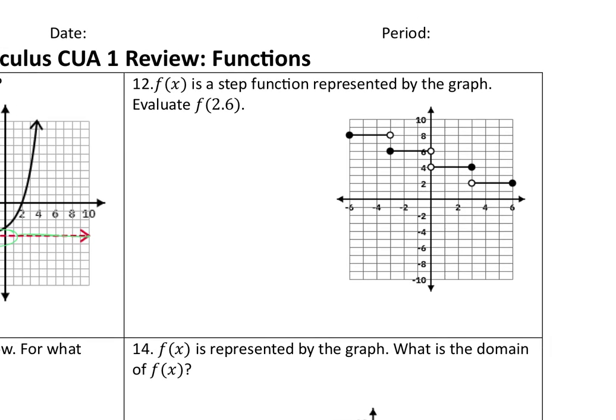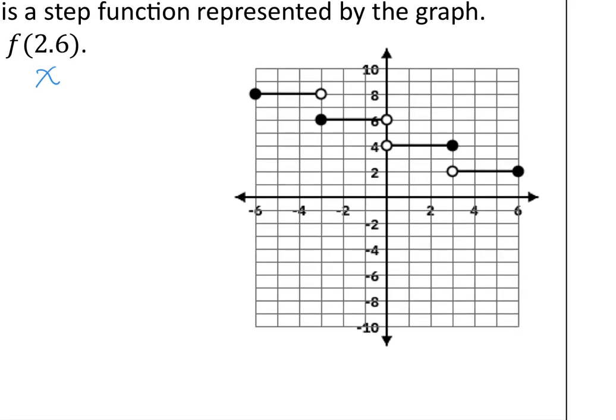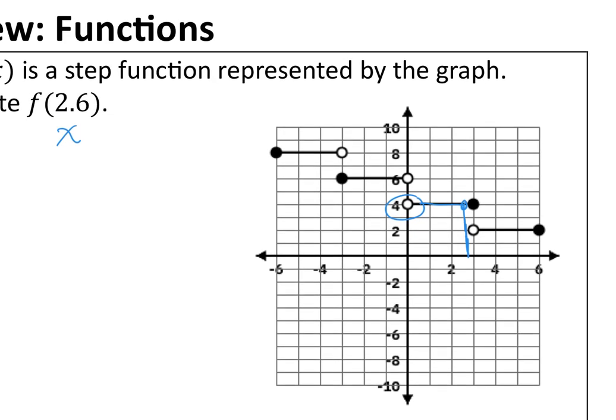Number 12 says evaluate the step function, so we're going to go find f of 2.6. So 2.6 is my x. So I'm going to go to my x-axis and find 2 and a little bit. Oh, hang on. I think it should be closer to here. 2.6. And that's the line I touch, so I go over here, and I'm touching the height of 4. So f of 2.6 equals 4.